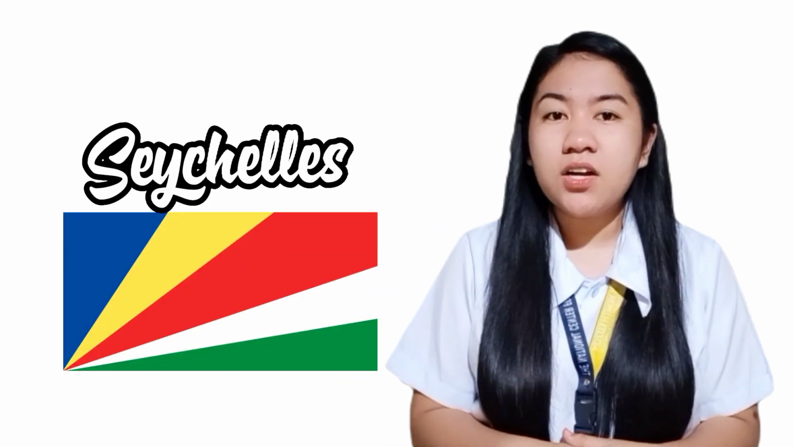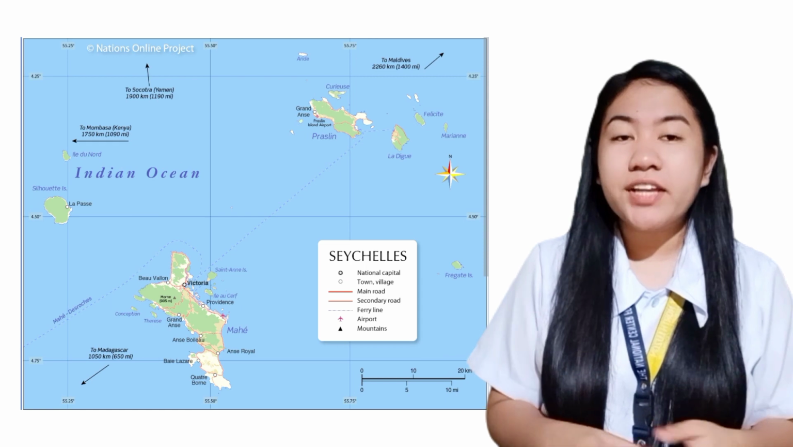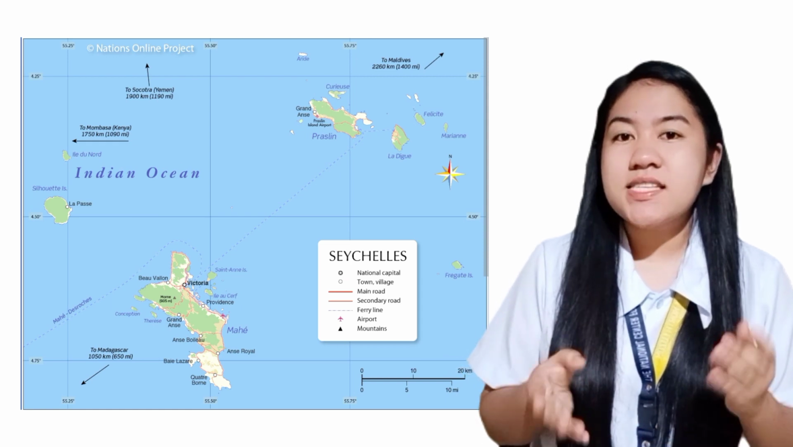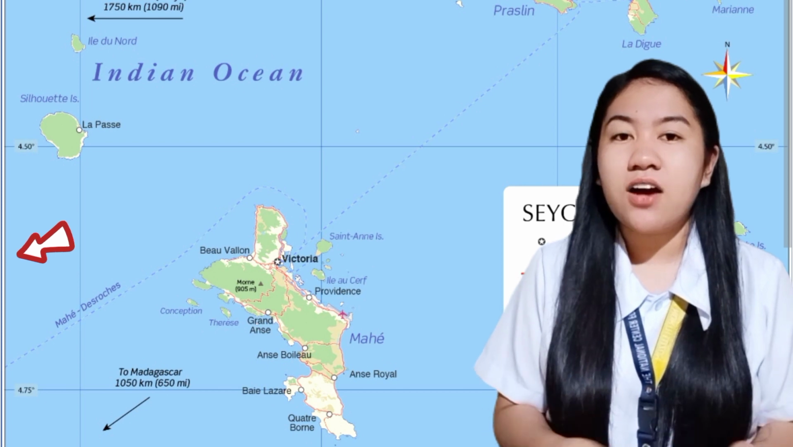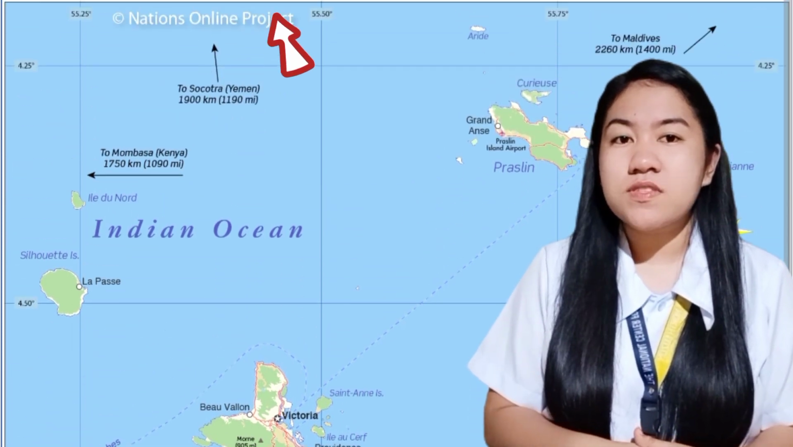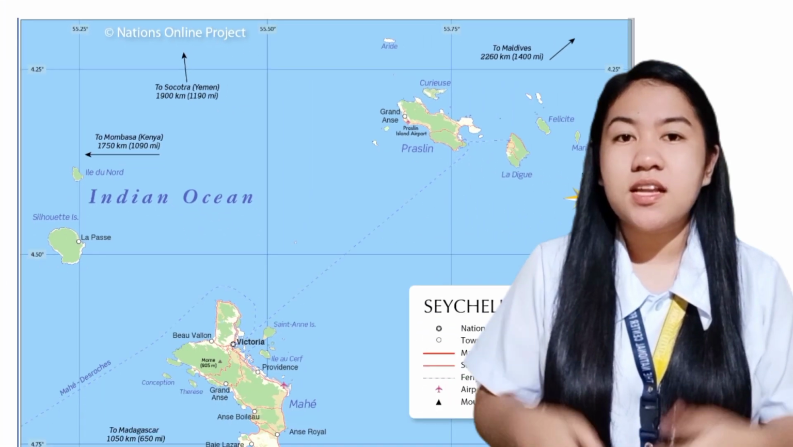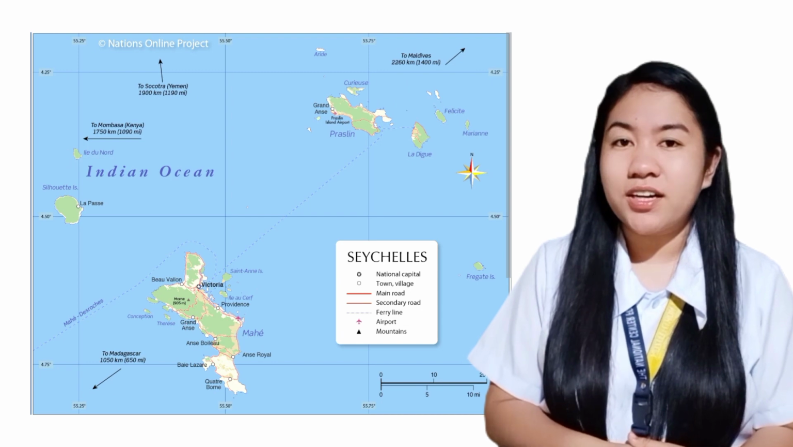Next is Seychelles. Seychelles is an archipelago of about 115 islands in the Indian Ocean, northeast of Madagascar. Its absolute location is 4.6796 degrees south, which is the latitude, and 55.4920 degrees east, which is the longitude. The Seychelles is located just below the equator.